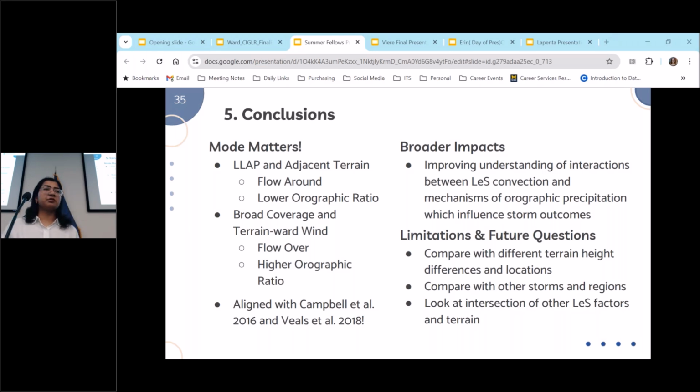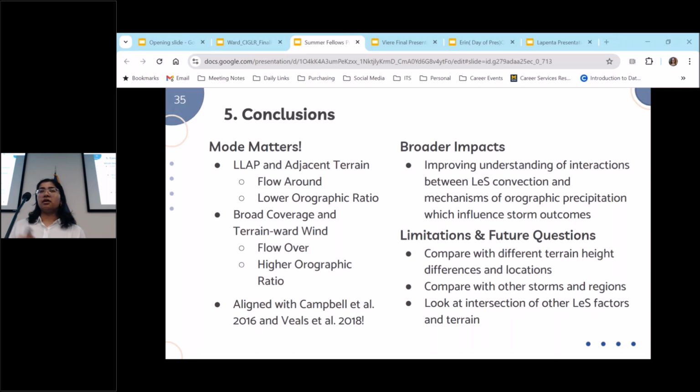Of course, there are future questions we can answer with this project. One is seeing maybe different terrain heights and different orographic ratios, as well as different locations, because we looked specifically at where there were intersections between the storm and the terrain. Another thing we can look at is, since this is a case study for the Great Lakes for a specific storm, we can maybe apply it and see if it works for other storms in other regions of the world. And lastly, Beals et al.